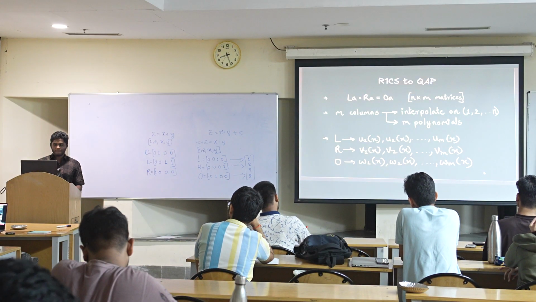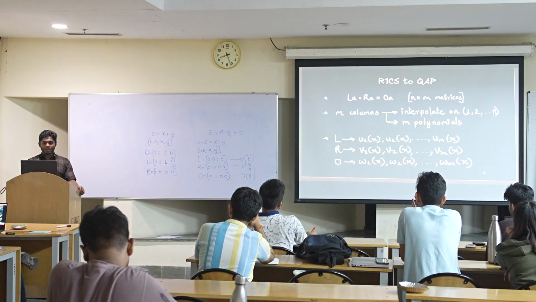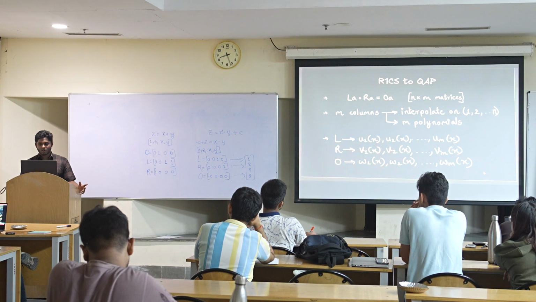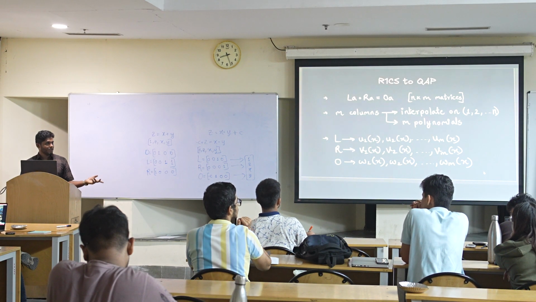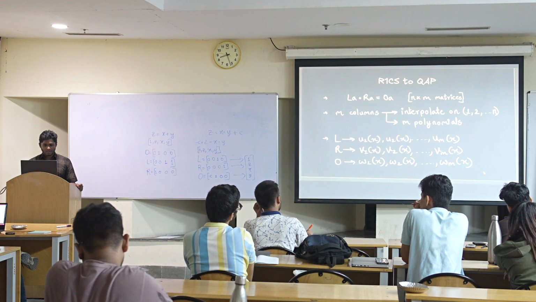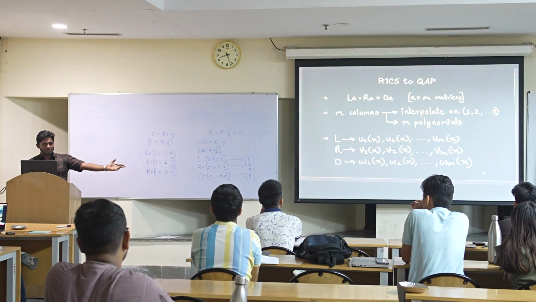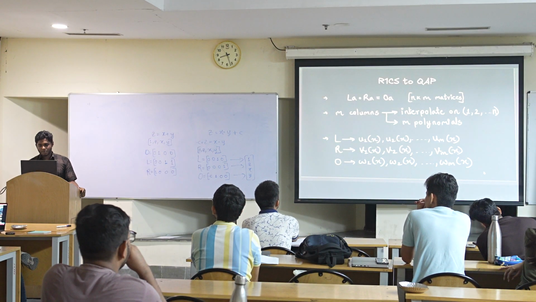So यही जो हमने किया था, we interpolate the m columns, like on 1, 2 to n, and we have m polynomials. Okay, I think this is clear, right? This is the generalized format. I explained using an example.